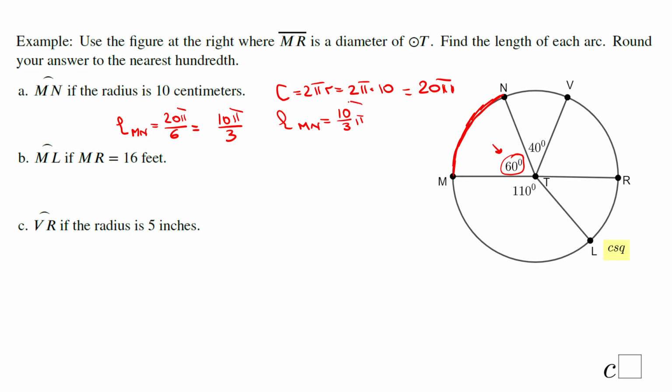Of course, oh, it says to round your answer to the nearest hundredth. So let me do one more step then. This is the exact value, by the way, so we need a calculator now. We have 10 times pi divided by 3, and I end up with, rounded to the nearest hundredth, 10.47 centimeters.